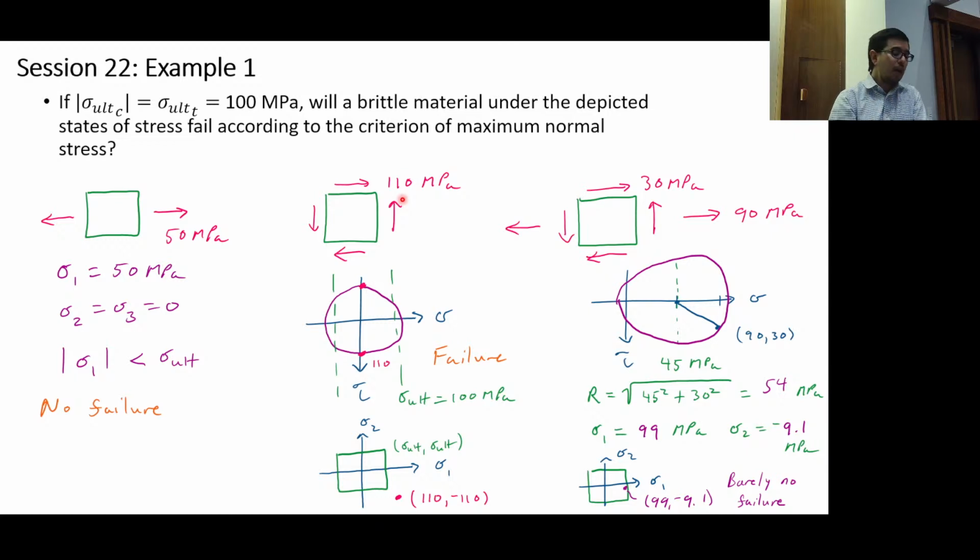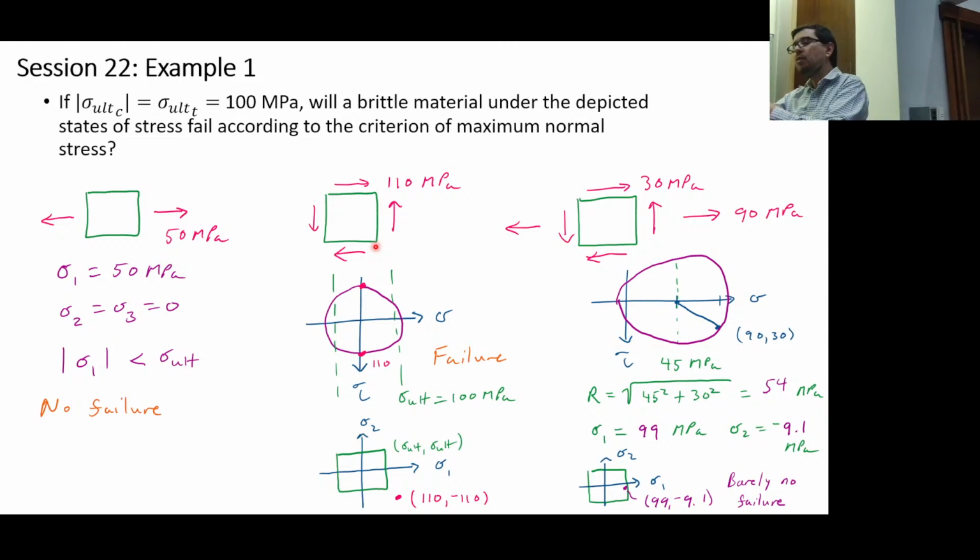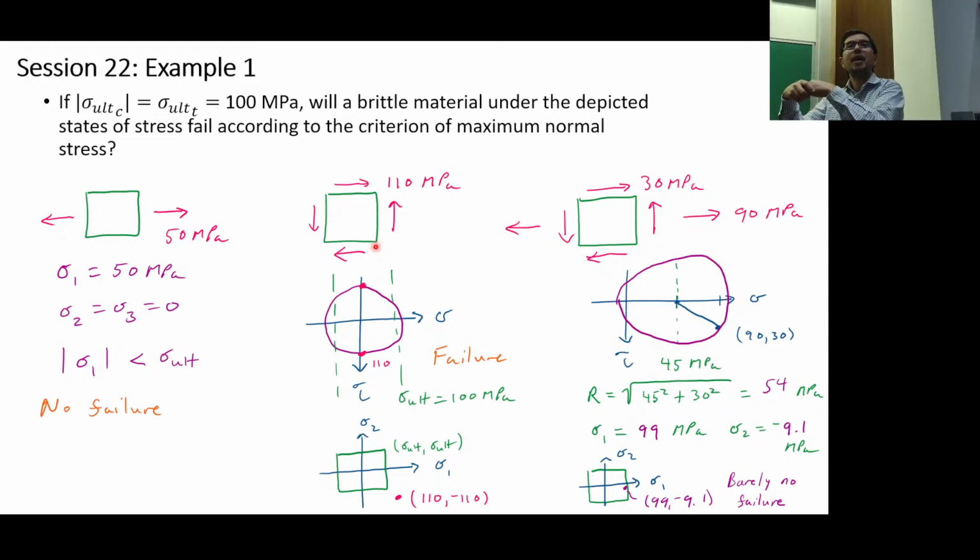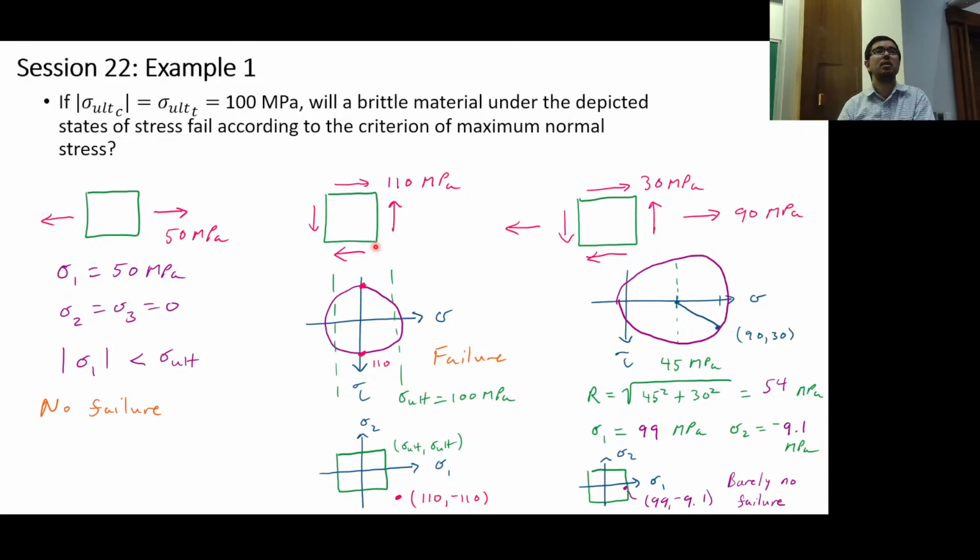I'm telling you a couple things. You're told that the material has an ultimate compressive strength or ultimate tensile strength of 100 megapascals. That material will fail when the maximum normal stress is above that. You're also told, now I go to a material system, and it's got a shear stress of 110 megapascals.